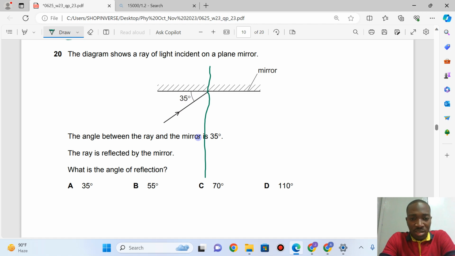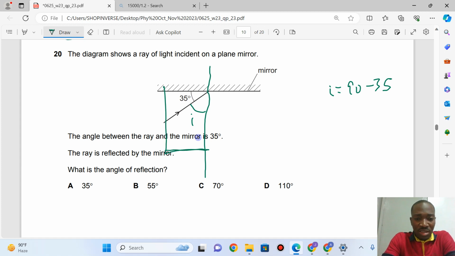Then, if the angle here is 35, how do you get the angle of incidence? The angle of incidence equals 90 minus 35. Why? Because the total angle here, this square corner, is 90 degrees. Out of 90 degrees, this one here is 35. Then it simply means the remaining, which is the angle of incidence, will be 90 minus 35. So 90 minus 35 gives us 55 degrees. So that simply means the angle of incidence is 55 degrees.